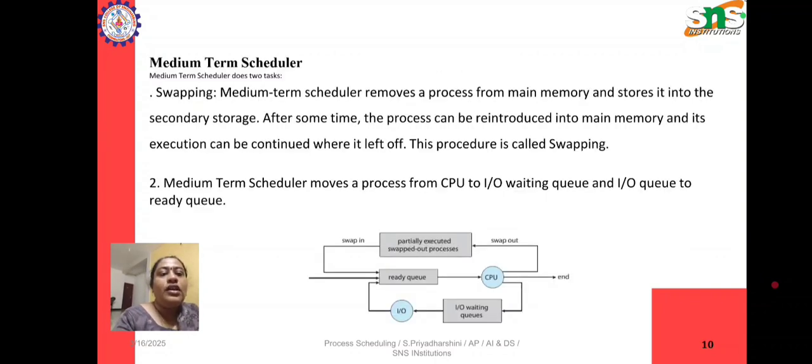The medium-term scheduler can be best described by swapping. The medium-term scheduler removes a process from main memory and stores it in the secondary storage. After some time, this process can be reintroduced into main memory and its execution can be continued where it left off. This is called swapping. The medium-term scheduler moves a process from the CPU to the input-output waiting queue and from the input-output queue to the ready queue. These are the two tasks mainly done by the medium-term scheduler.